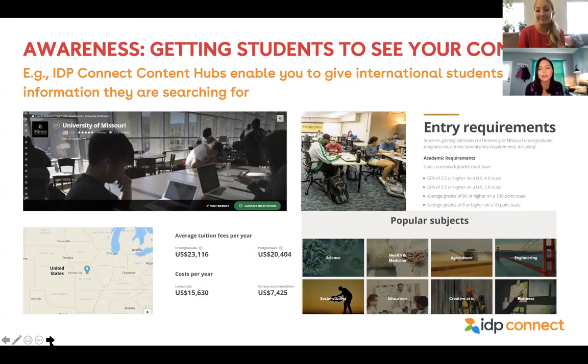So it's really important that you make this information easily found, not only on your website, but also on the areas where students are starting that initial search journey. So whether it be a profile on IDP Connect, or any of the other profiles that are out there, just making this information very easily found.